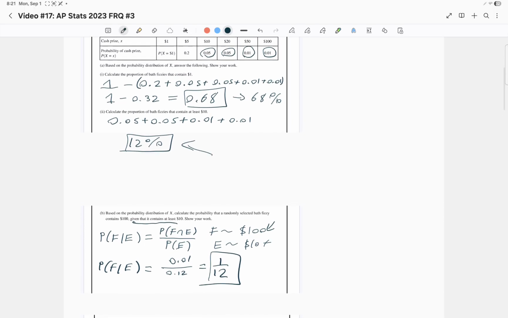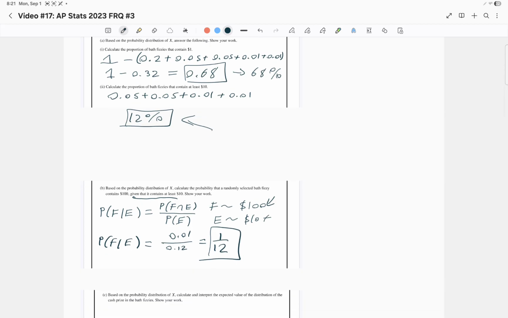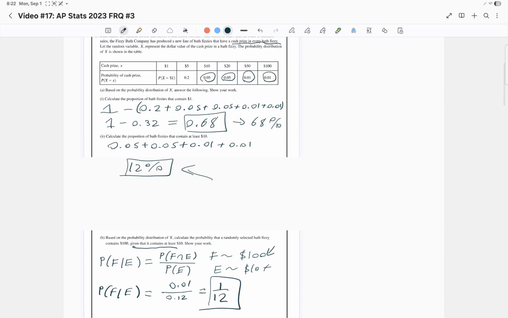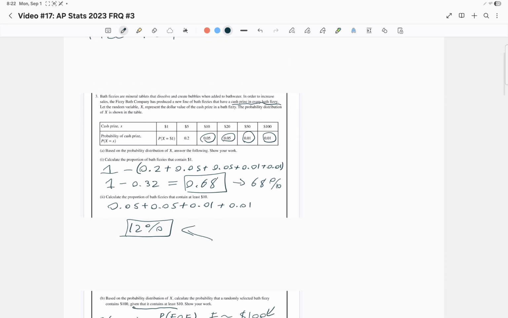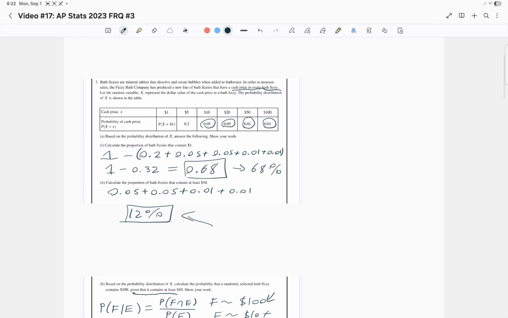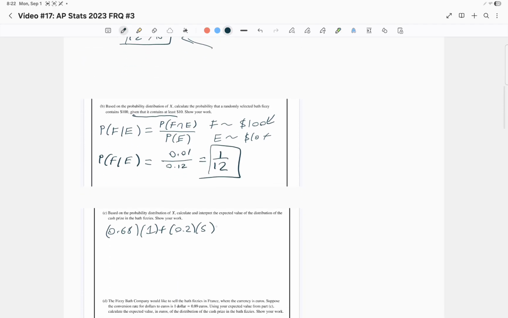We're going to use what we found in part A, part I, where the proportion of bath fizzies that contain $1 is 0.68. So we're going to do 0.68 times $1, plus 0.2 times $5. 20% chance of getting $5. That's not too bad, actually. And 5% chance, okay, goes down by quite a bit.